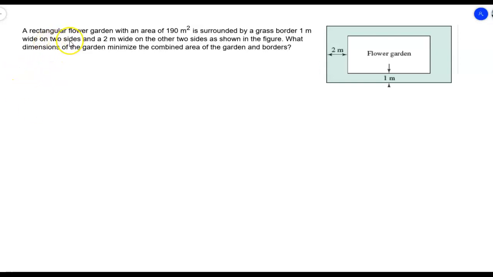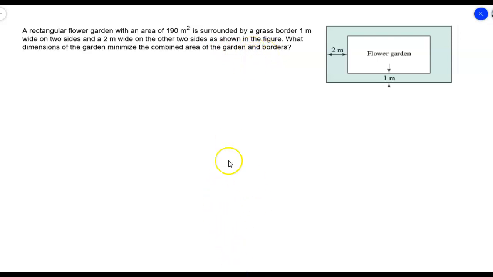I'm going to go over a question from section 4.5 in the homework. It says a rectangular flower garden with an area of 190 meters squared is surrounded by a grass border 1 meter wide on two sides and 2 meters wide on the other two sides, as shown in the figure here. What dimensions of the garden minimize the combined area of the garden and the borders?